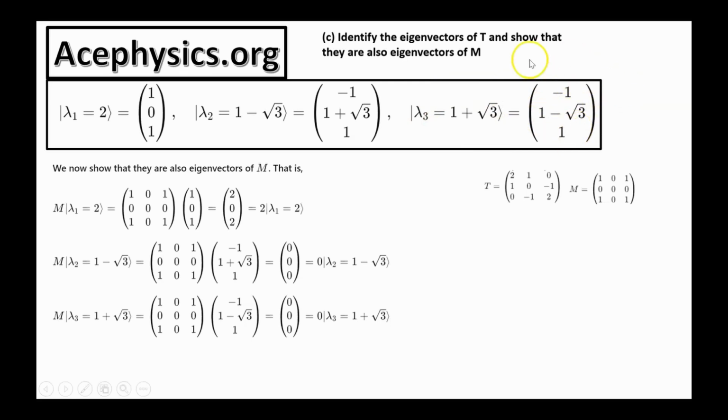Now what we want to do is show that these are also eigenvectors of the matrix M, because the point is M and T both commute. They're simultaneously diagonalizable.